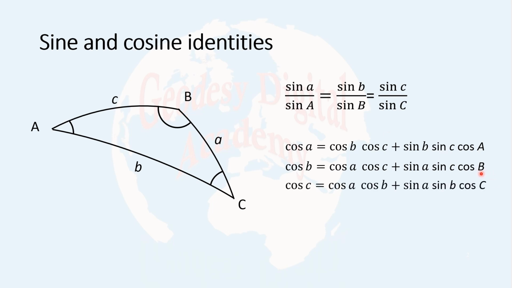And the cosine rule for the arc c. Cosine of the arc c is equal to cosine of the arc a, cosine of the arc b, plus sine of the arc a, sine of the arc b, multiplied by the cosine of the angle in front of the arc c, which is the angle C. And you see here, this angle C is in front of the arc c, and a and b are the other arcs, or the other sides, of this spherical triangle.